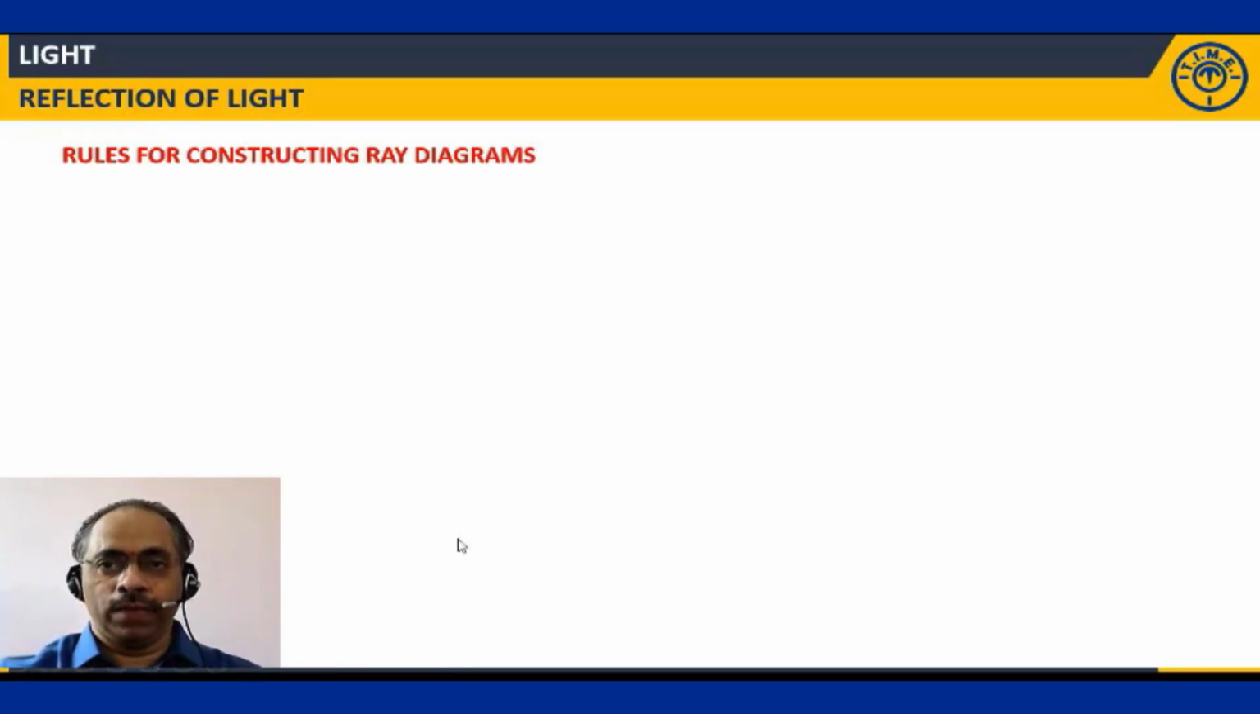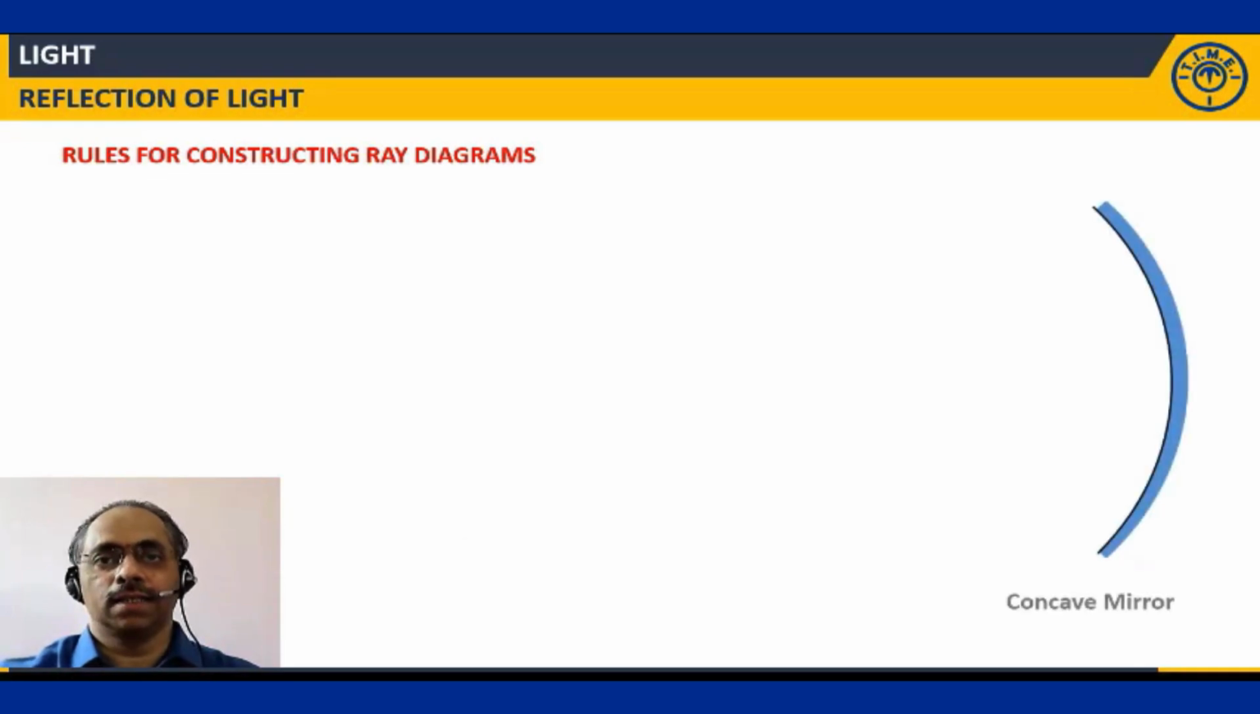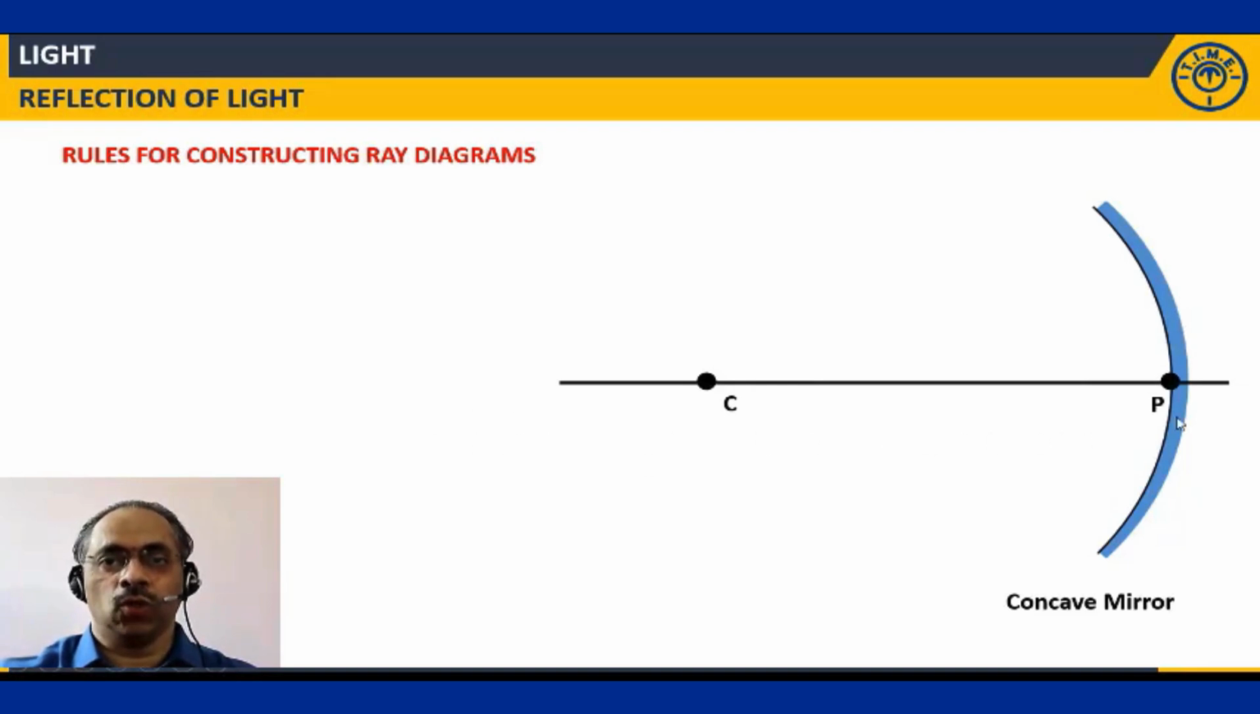So we need to understand how the light rays incident on the spherical mirrors will behave when they pass through different positions. Clear? Let us see the rules for the construction of the ray diagrams. I am considering the pole of the concave mirror here, then the center of curvature, point C. From C, there is a line joining to P and extending on either side. Recall, this is nothing but the principal axis of the concave mirror.